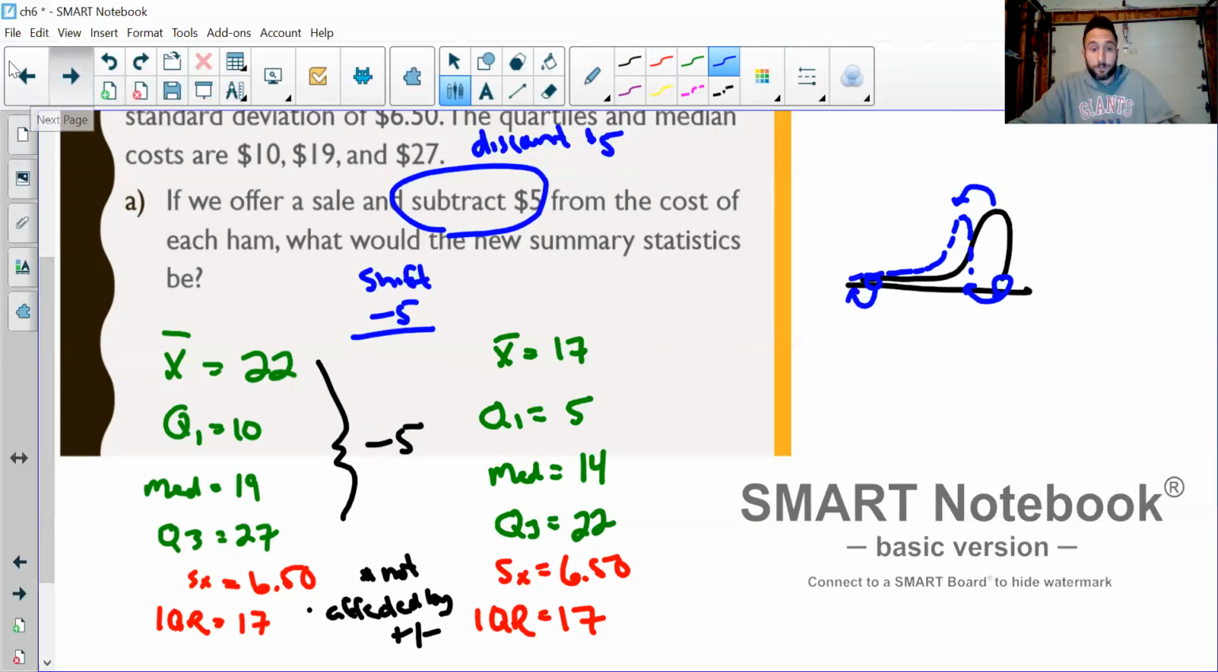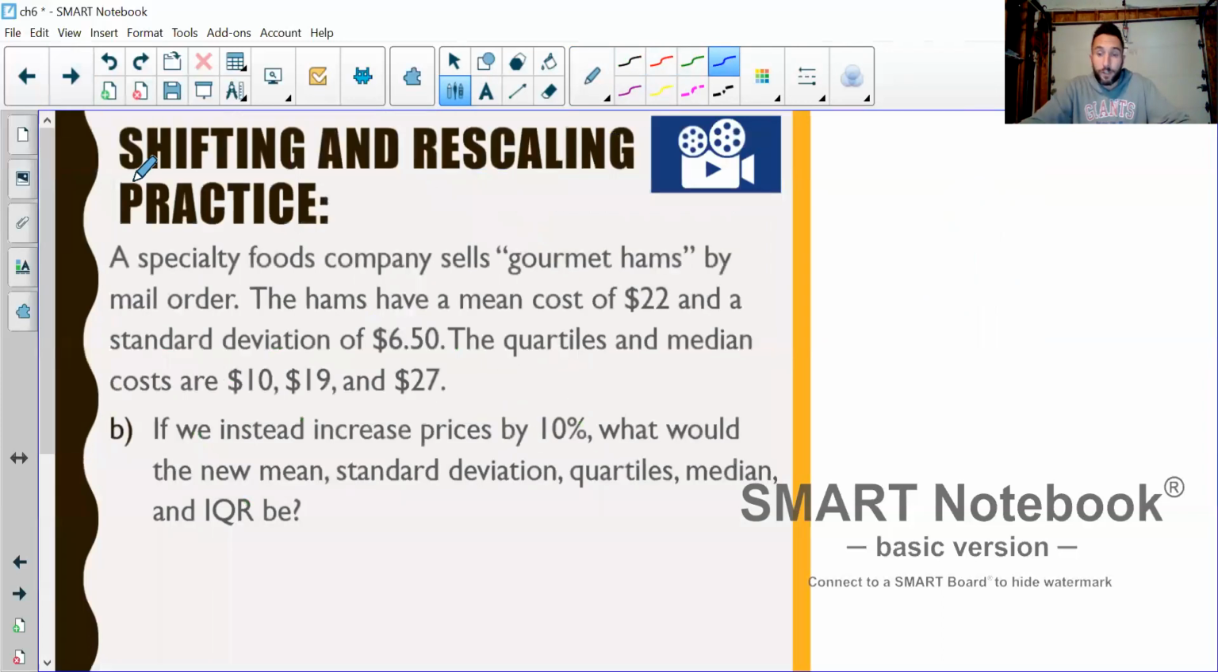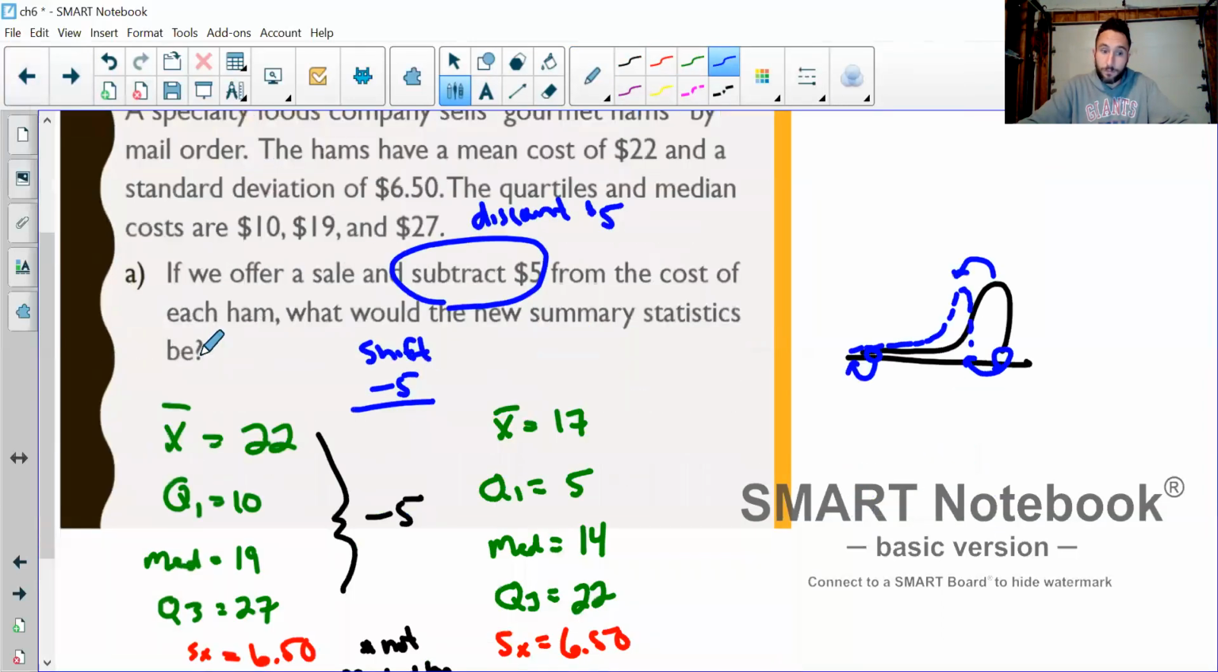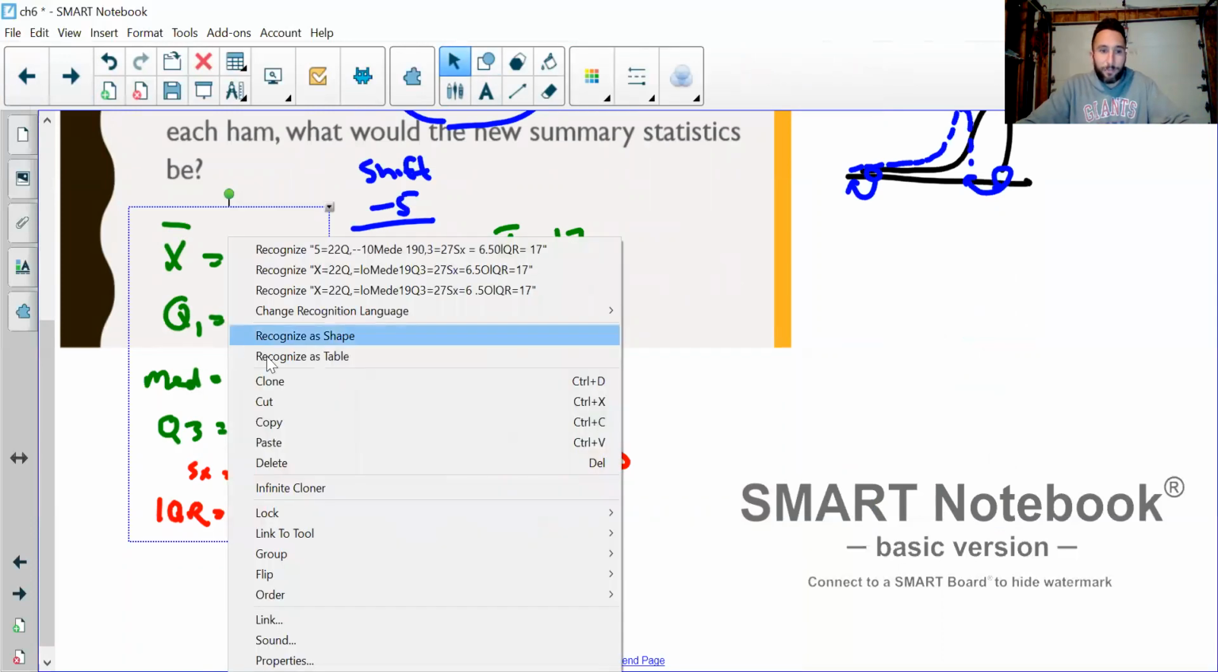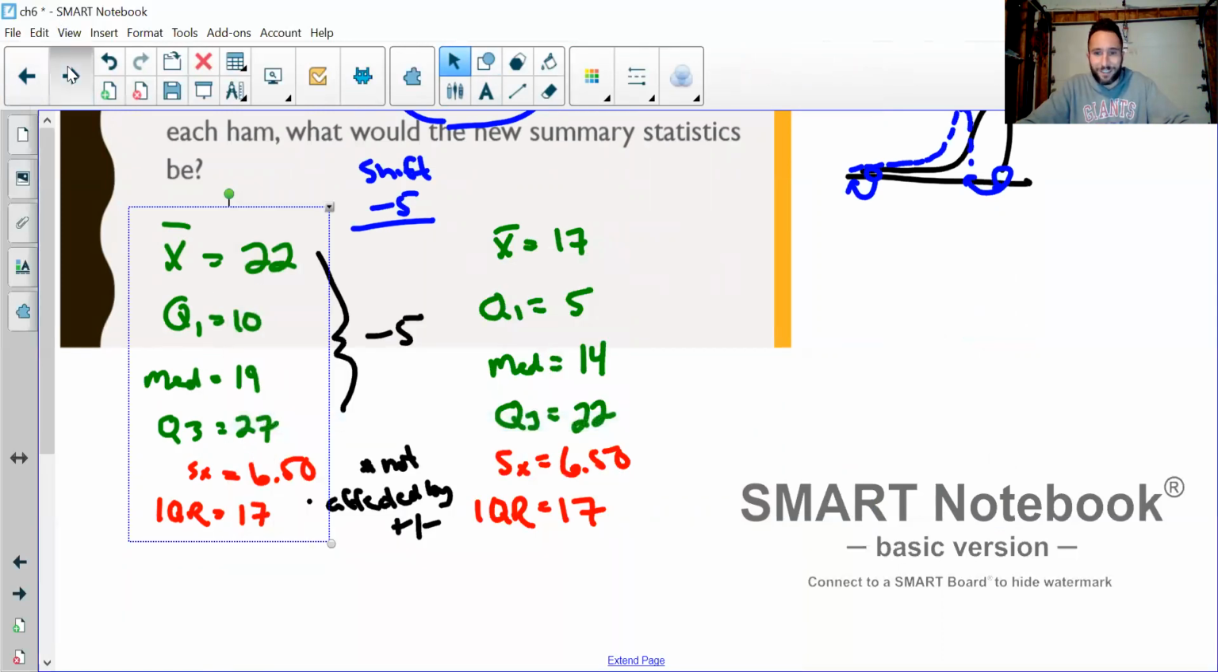So let's jump ahead to B. Question B says, what if we discount each ham by 10%? So if we're going to do that, if we discount each ham by 10%, it's late at night.